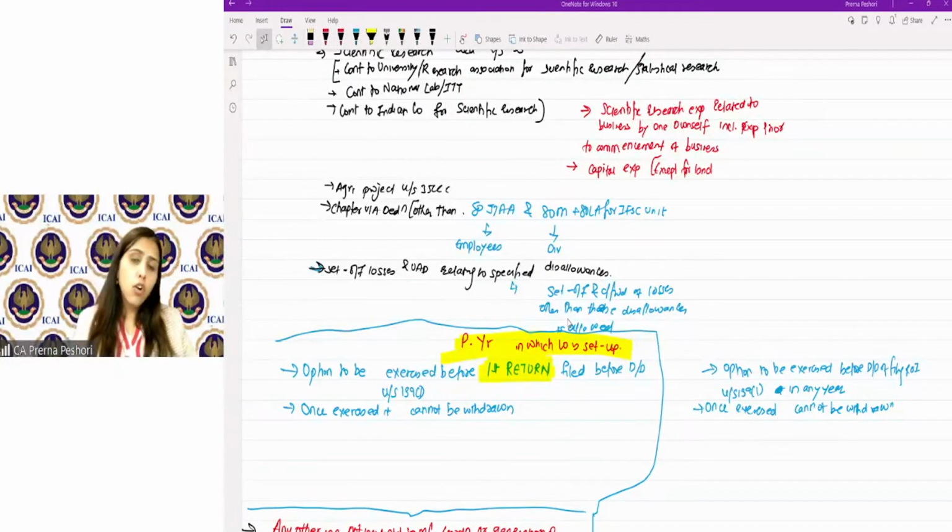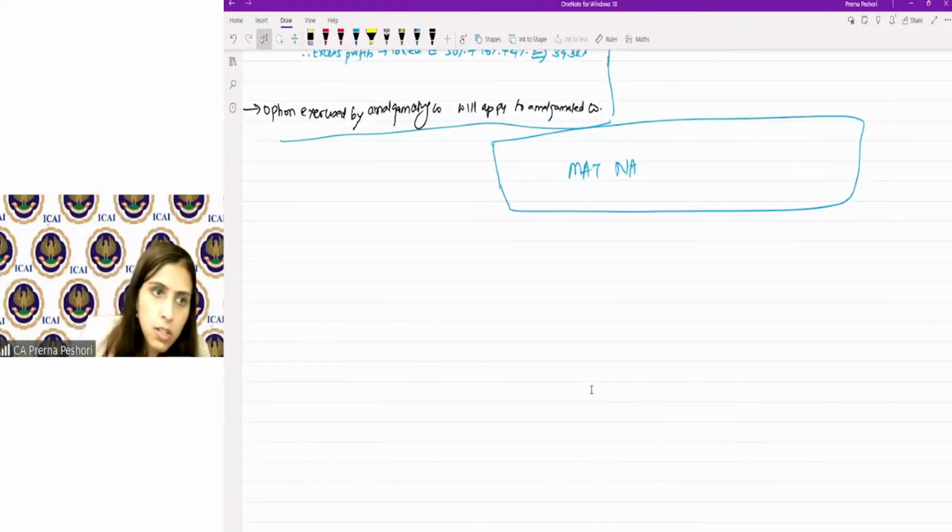In case your option becomes invalid for 115 BAB, you can still go for 115 BAA. But if your option for 115 BAA also becomes invalid, then the 30% tax rate applies.